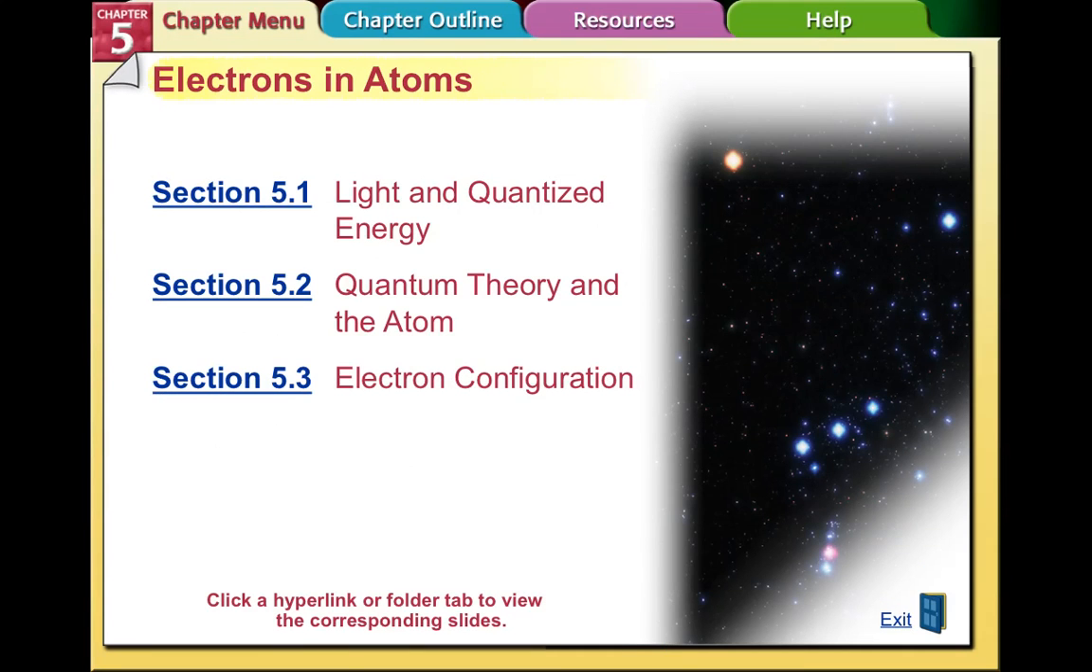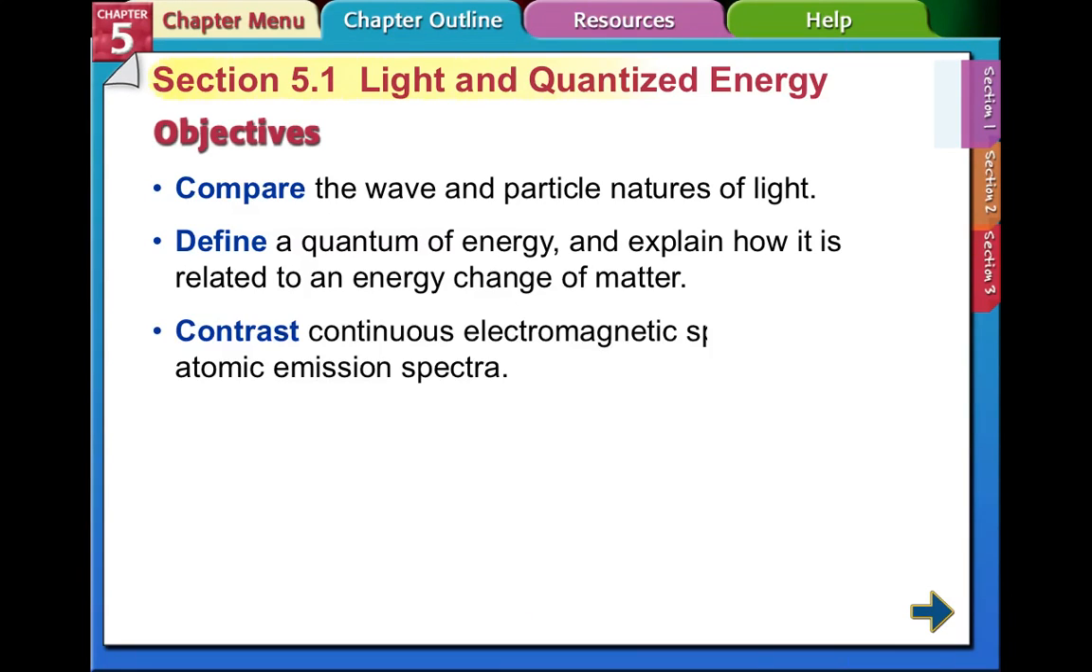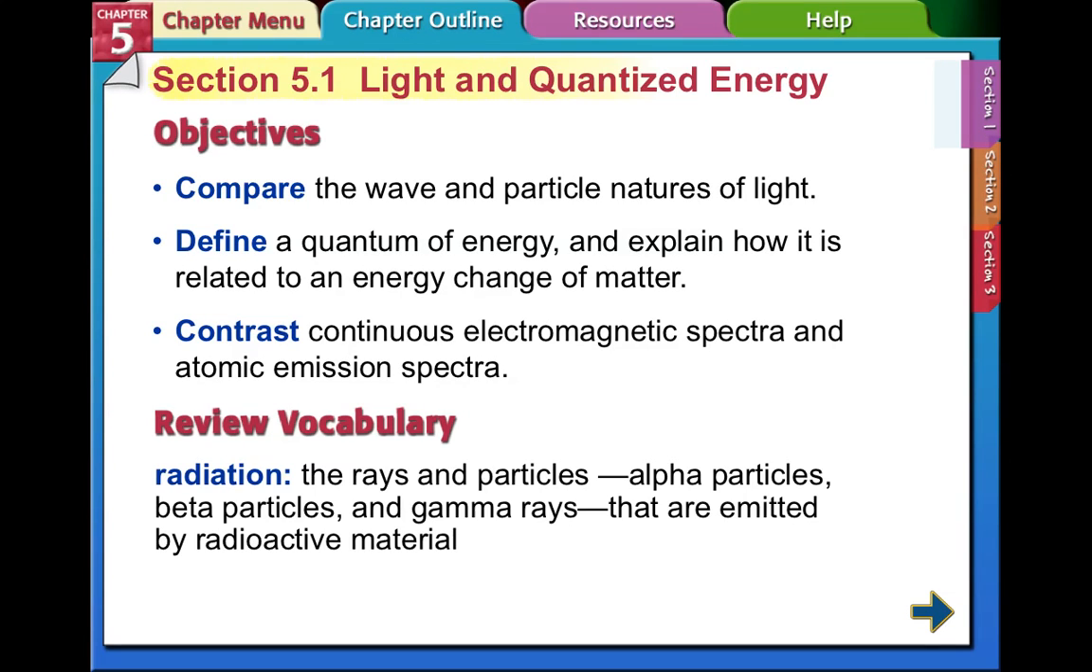This chapter, we are specifically looking at electrons. And we are going to look at, in section 1, the light and quantized energy of those electrons. Okay, so in section 1, the objectives we're trying to meet: compare the wave and particle natures of light, define a quantum of energy, and explain how it is related to energy change in matter. Contrast the continuous electromagnetic spectra and the atomic emission spectra.